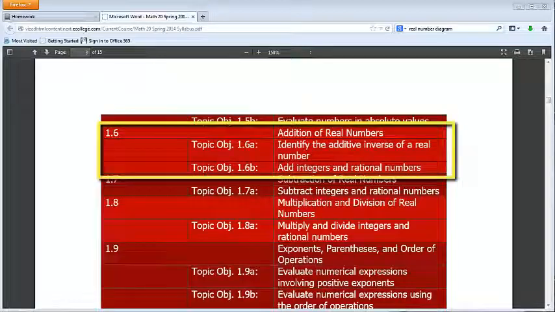Okay, today we are going to be in Chapter 1, Section 6, Addition of the Real Numbers. Our two topic objectives for today are to identify the additive inverse of a real number and then to add integers and rational numbers.